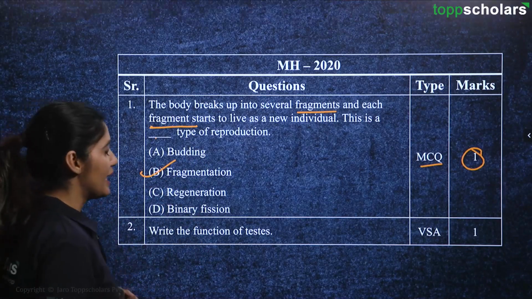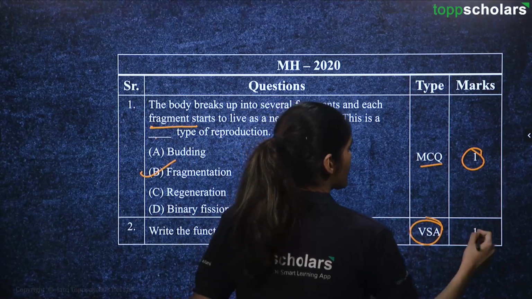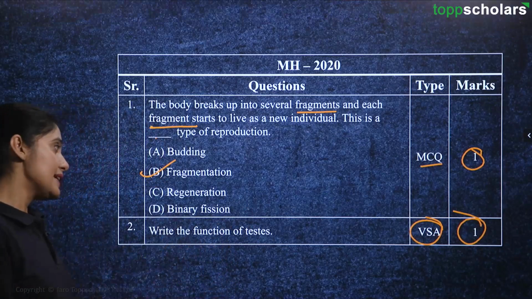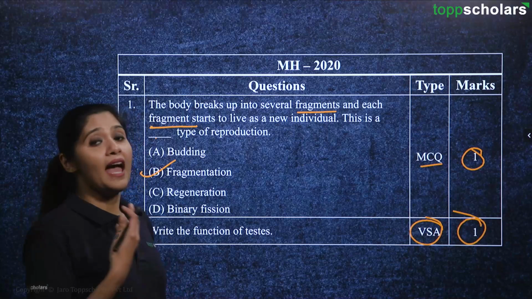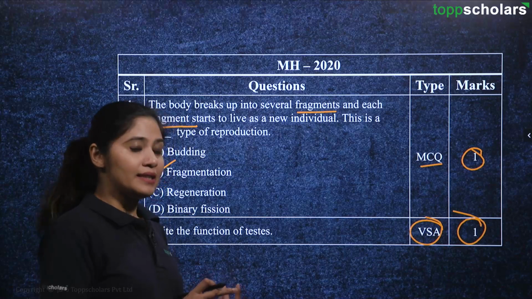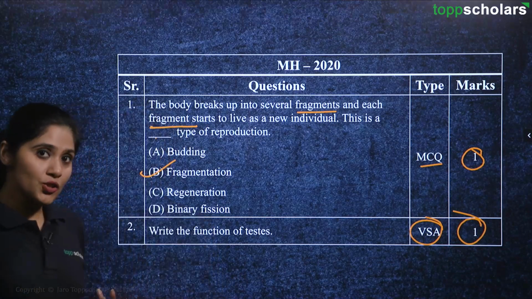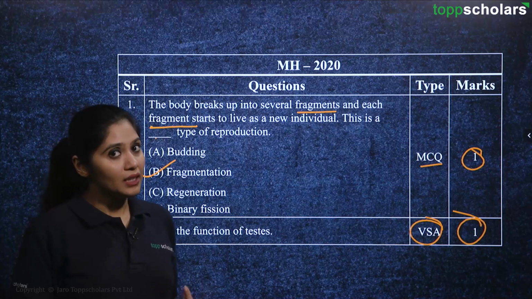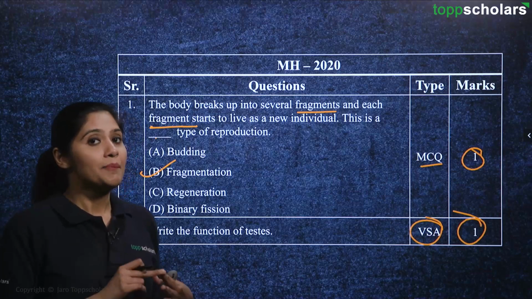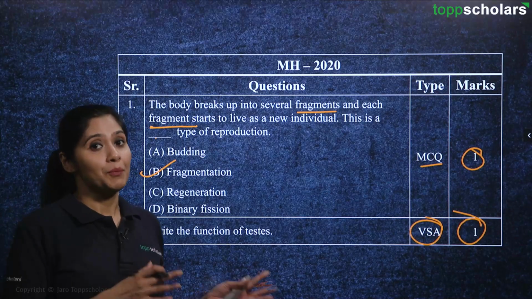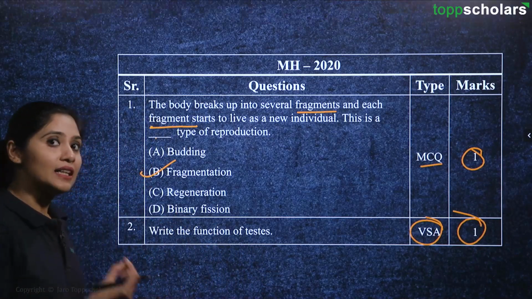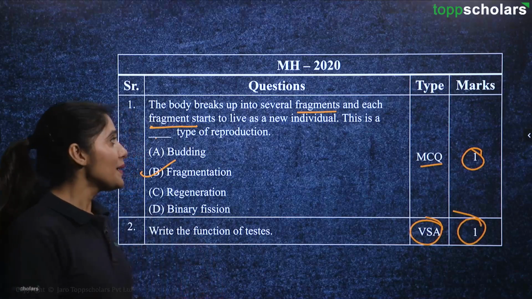Now, next question. It is a very short answer type question carrying 1 mark. Write the function of testes. Okay, so this is a male reproductive organ, and what is its function? There are 3 main functions. There is production of spermatozoa, and second is the production of testosterone, that is the male sex hormone, and the third is participating in the hypothalamus and pituitary regulatory process in the reproductive system, right?